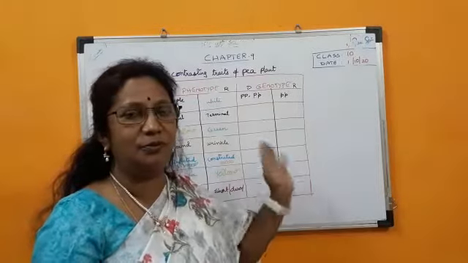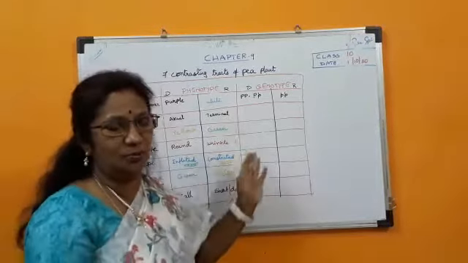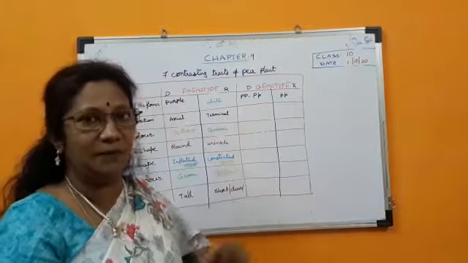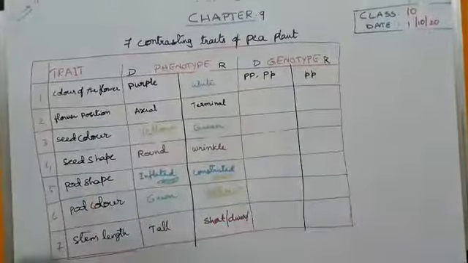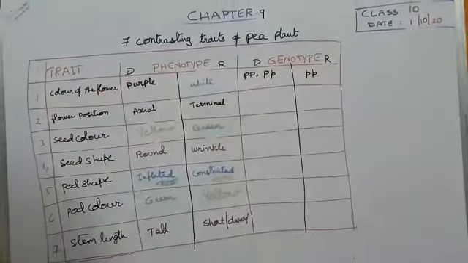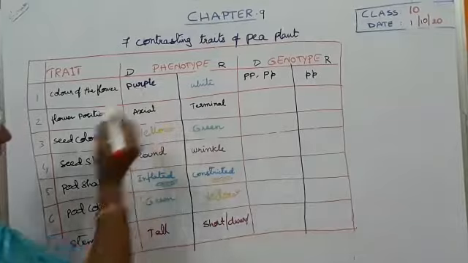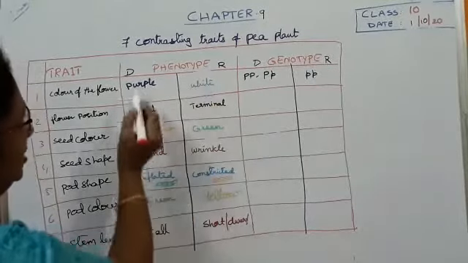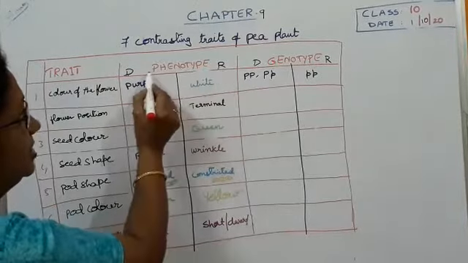Here I wanted to give you the phenotype and genotype of the traits that Mendel observed in the pea plant. I made a tabular form. You see clearly. First, the color of the flower. The dominant is purple. Next, the recessive is white. D means dominant and R means recessive. This is phenotype.